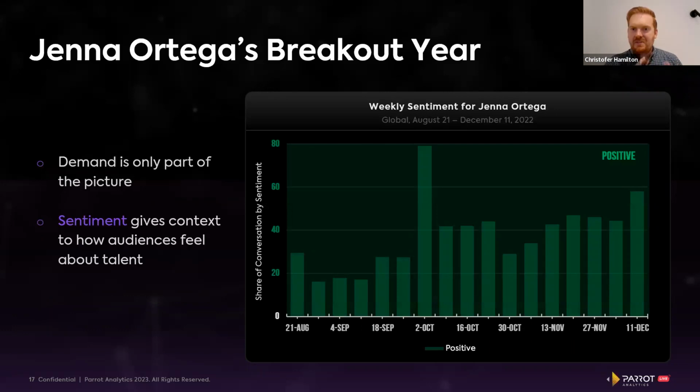And now this is the first new capability we've added this year that I really want to highlight. So demand is just one part of the picture when it comes to understanding the value of talent. We really need to consider sentiment to give context to how audiences feel about talent. So what are we looking at here? We're looking at the share of positive conversation for Jenna Ortega in the weeks leading up to Wednesday and also following the show's premiere. So we can look at the share of positive conversation to get an idea of the percentage of audiences that are saying positive things about talent.